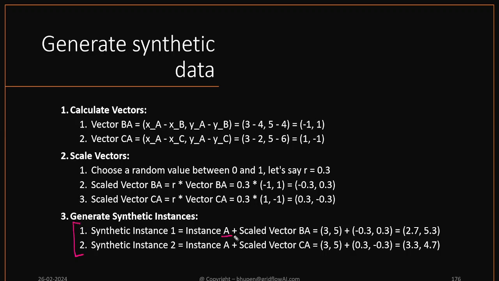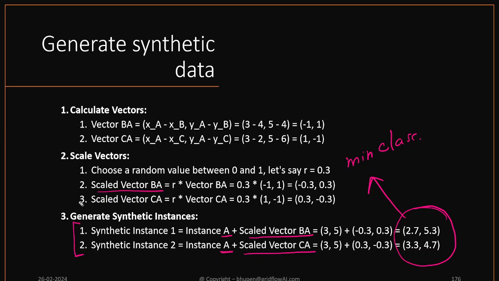So that's instance A, and then whatever scaled vector that we computed earlier, simply add them. Now we got new data. This will be added to our minority class. So this is the basic idea of SMOTE, and the SMOTE process will repeat for all these samples in the minority class. So there's quite a bit of configuration that is required in the algorithm.